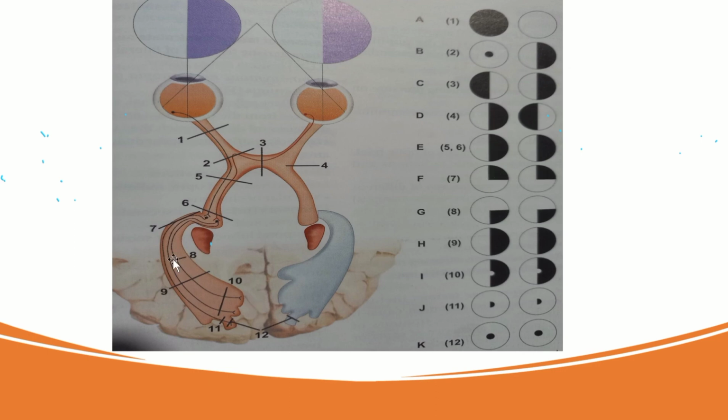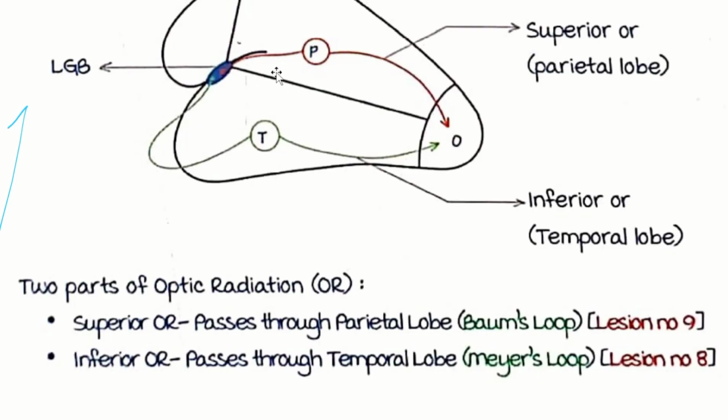Whereas when Baum's loop is damaged, it gets the superior orbital retinal fibers, and it has the superior optic radiational fibers, and it passes through the parietal lobe. So when the superior optic radiations are affected, which means the superior part of the retina, and the superior part of the retina is usually used to look at the inferior nasal field. Okay, they are used for inferior nasal visual fields. So that means that if these are damaged, then inferior nasal visual fields will be affected, isn't it?